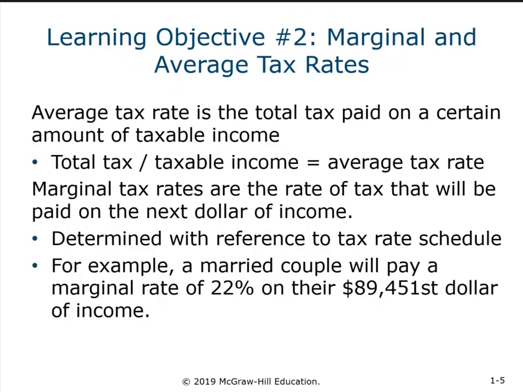Now, a couple of terms that we're going to run into as we talk about taxes. The average tax rate is just take your total tax and divide it by your taxable income, or whatever income is subject to the tax base. It's the term that we used on the earlier slide. Okay, so you just take the tax that you calculate, however it is, and divide it by your income. Pretty straightforward. The marginal tax rate is the rate of tax that will be paid on the next dollar of income. So that's determined with reference to the tax rate schedule we just looked at.